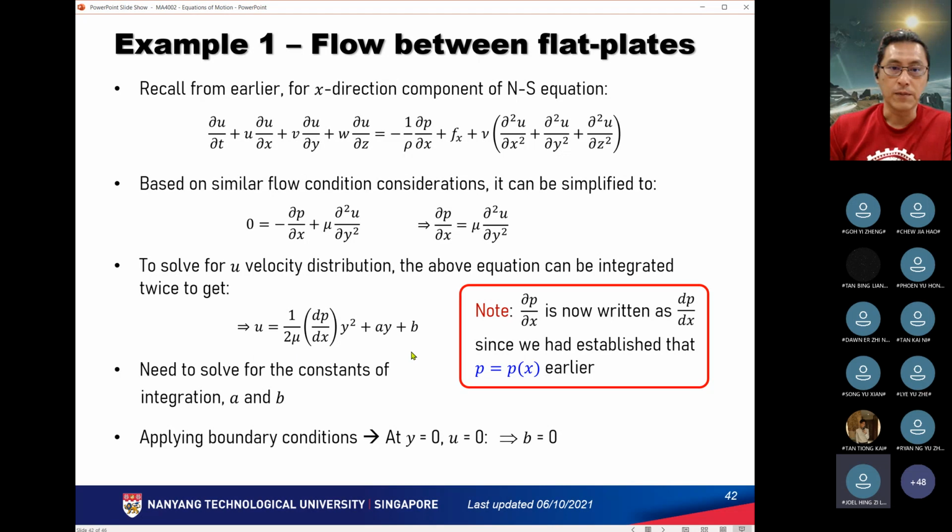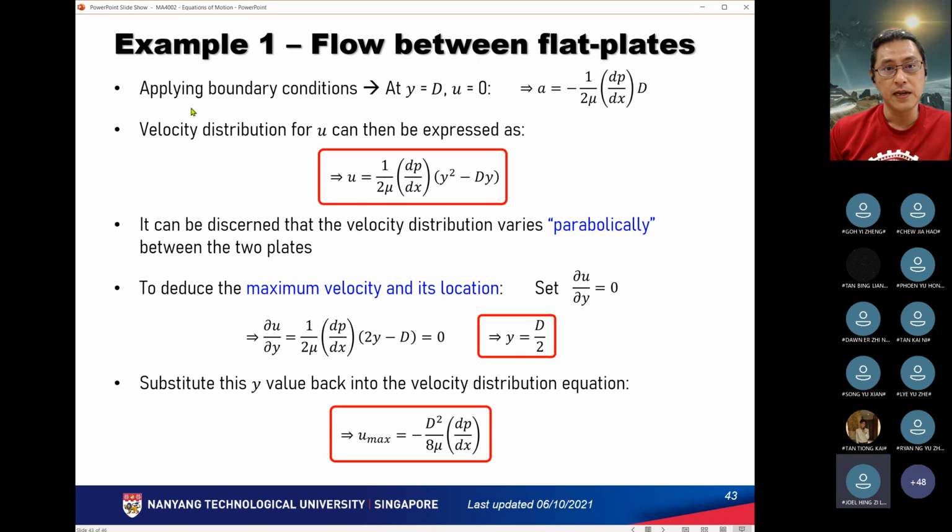Okay, so now we have got two unknowns of integration, a and b. Surely we have to solve for these unknowns, right? And we can solve for these unknowns by imposing boundary conditions. For example, we know that at y equals 0, u must be equal to 0 because you're at the wall, right? No slip condition. By imposing this boundary condition, we can find out that b is actually equal to 0.